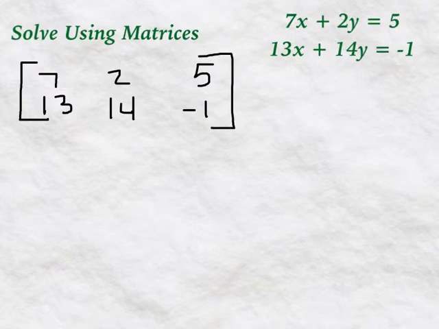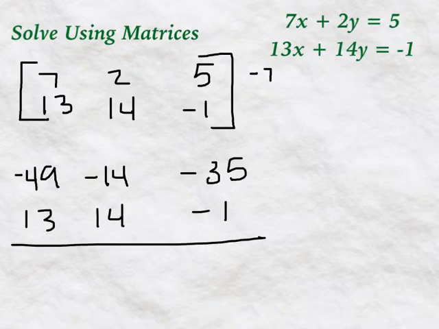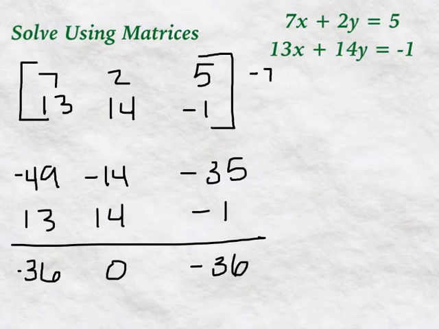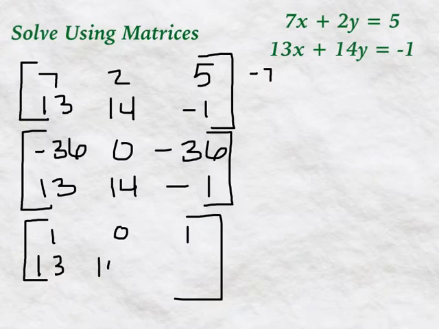So first I'm going to multiply my top row by a -7 and then add them. So -7, that'll give me -49, -14, -35. And I'll add my 13, 14, and -1 to that. When I do that, I will get -36, 0, and -36. I'm then going to replace my top row with this new row. I can then divide my top row by -36, and that will give me 1, 0, and 1. And my bottom row is still 13, 14, and -1.